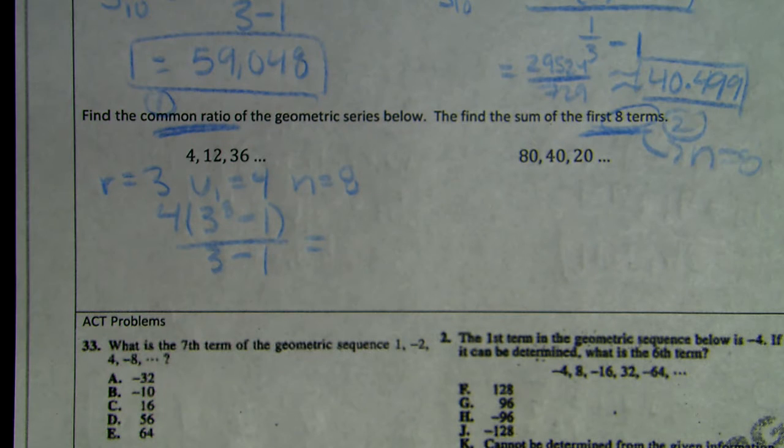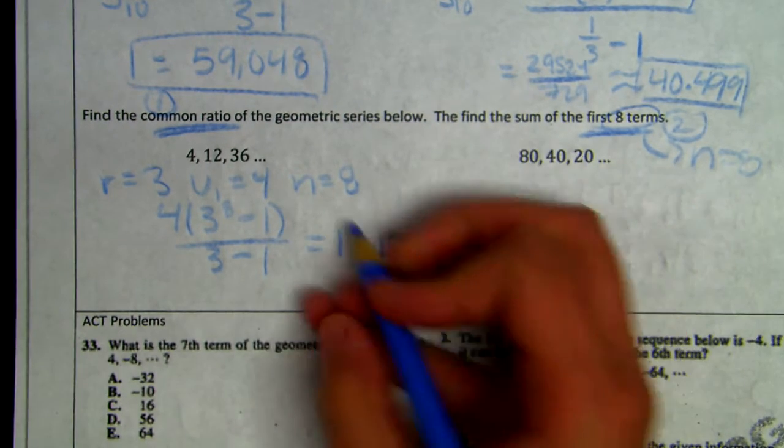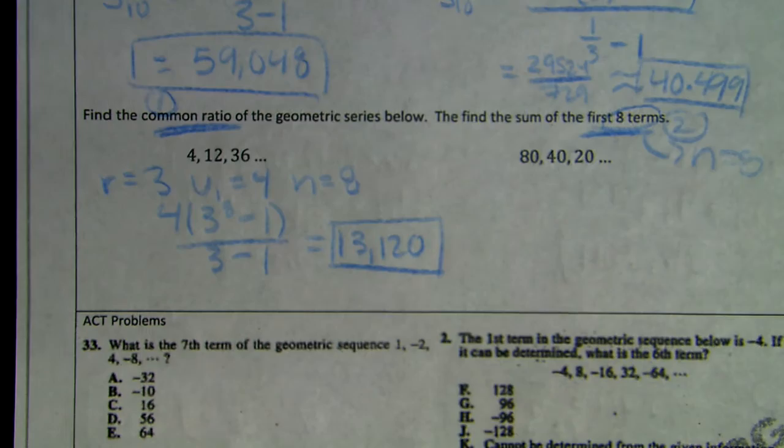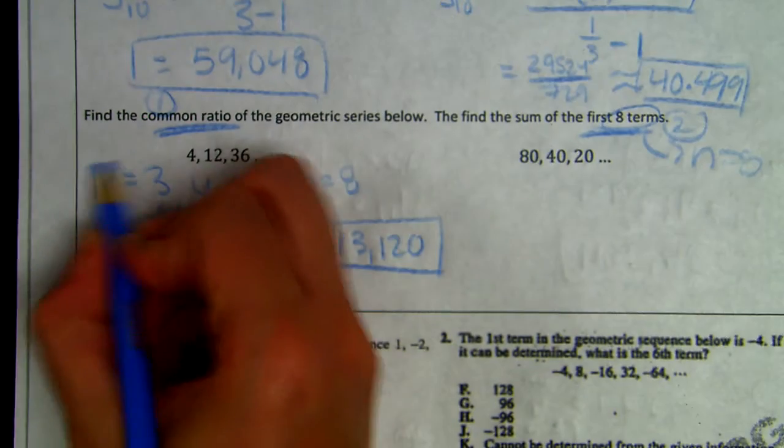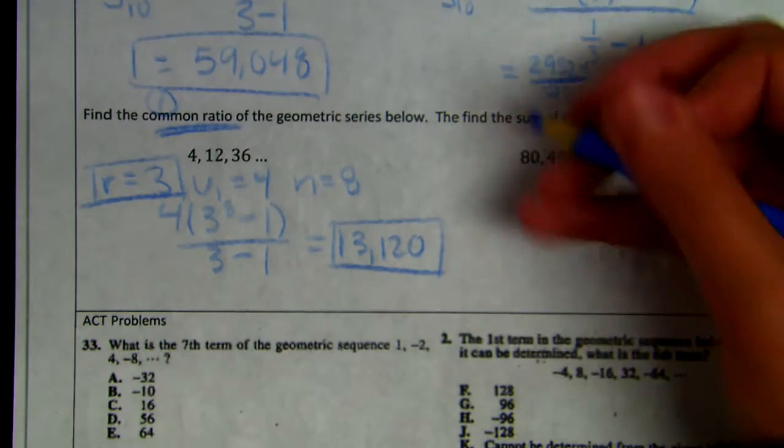So, looking at that, I have 4 times 3 to the 8th power, minus 1, divided by 3 minus 1, which is 2. That gives me 13,120. And that's my answer. So we have r equals 3. That's the common ratio. Sum of the first 8 terms, 13,120.